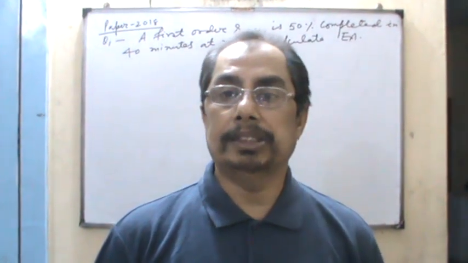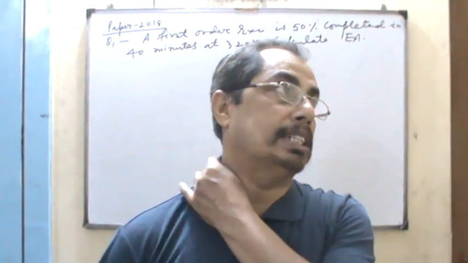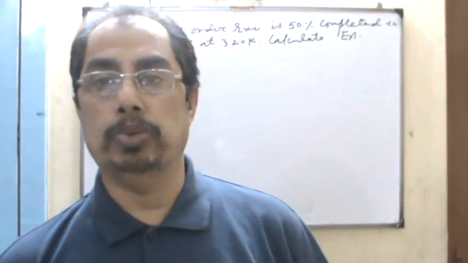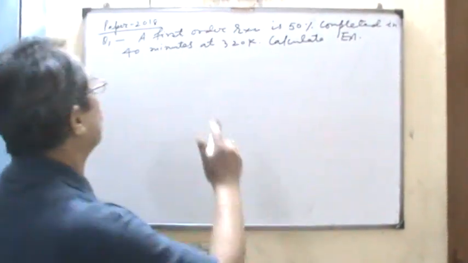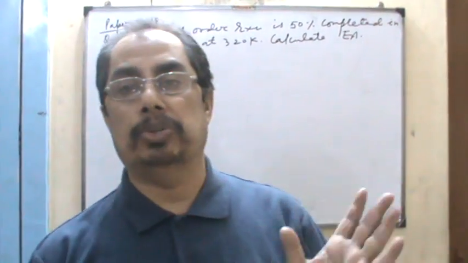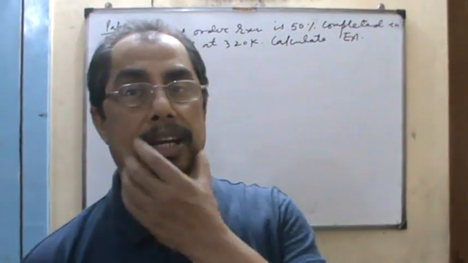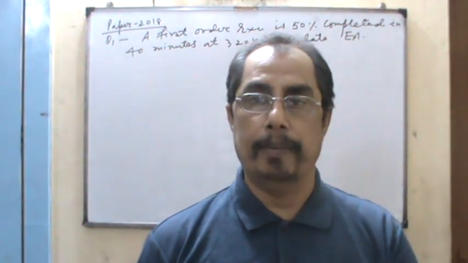Good morning, students. At the end of chemical kinetics, we have already explained how to calculate the activation energy. Can anybody tell me the formula to calculate the activation energy? What is that formula? log K2 upon K1 is equal to Ea upon 2.303 R into (T2 minus T1) divided by T1 into T2. What is T1 and T2? T1 is the initial temperature, T2 is the final temperature.